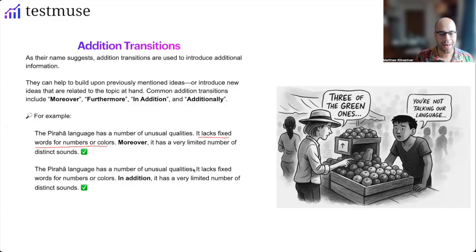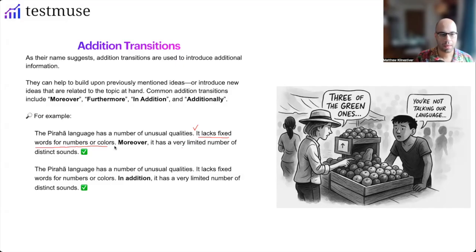So in addition, I'm adding a second point, right? Interestingly enough, I could have said, for example, here, right up here. It has a number of unusual qualities. For example, it lacks fixed words for numbers or colors. Moreover, it has a very limited number of distinct sounds. So transitions, it doesn't have to appear. It just helps clarify the reader's understanding of the passage. So I hope that makes sense.